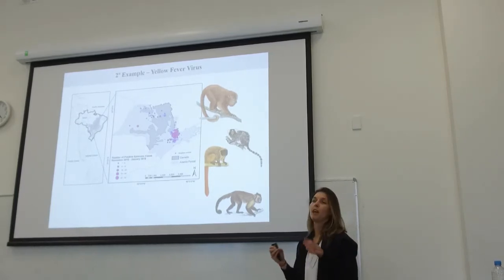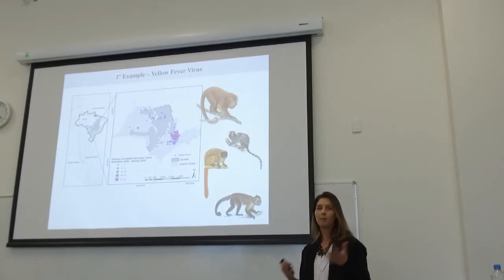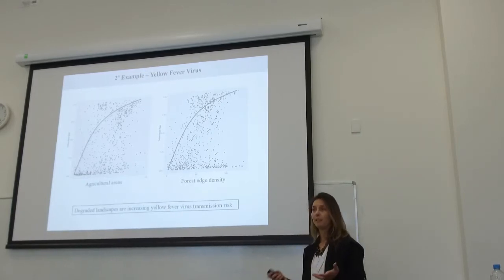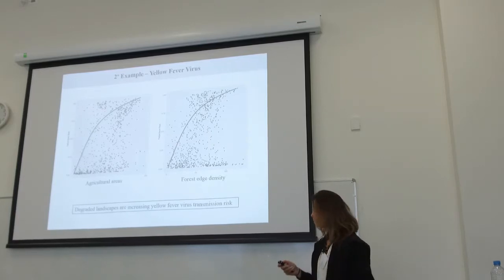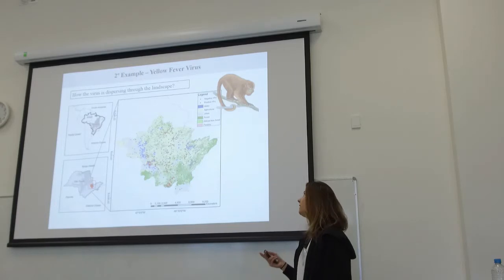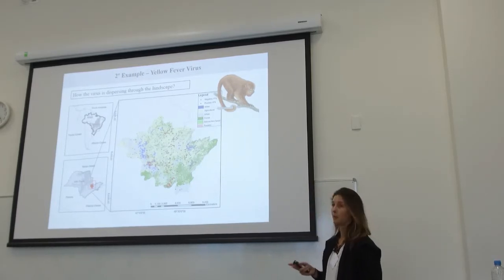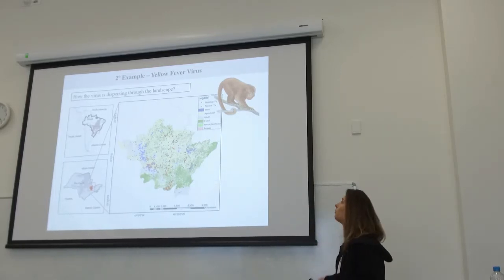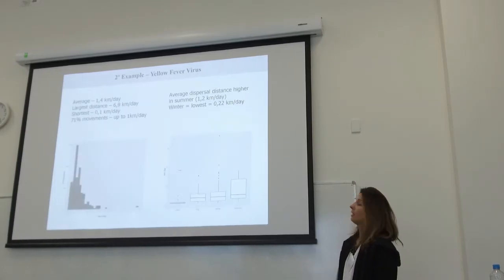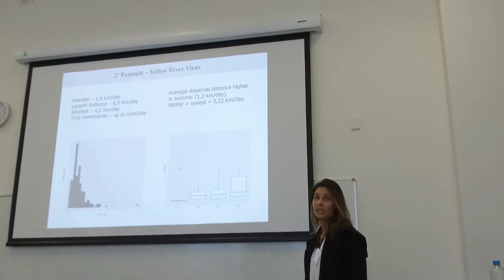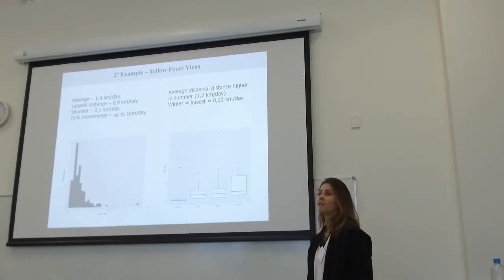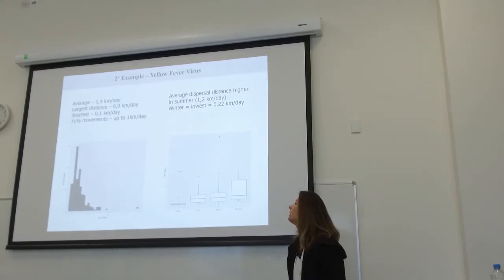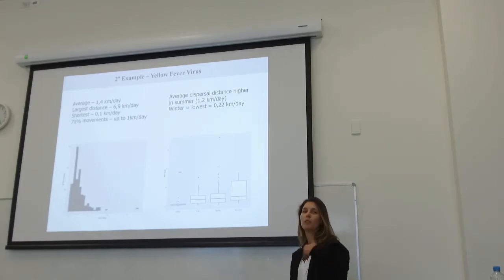And we did a multi-scalar approach to try to understand how the landscape was affecting the virus presence. We saw that the higher the amount of agricultural areas and the higher the forest edge density, the higher the chance of the virus occurring. But what we are really interested in with the data is to see how the virus is dispersing through the landscape. So to do that, we are using only a subset of the data, only the howler monkey data, which is the most reliable data that we have. We saw that on average, the virus moves 1.4 kilometers per day, but the largest distance observed was almost 7 kilometers per day, which is a lot for a virus. And the shortest was 100 meters per day. But the majority of the movements occur at distances up to 1 kilometer per day.